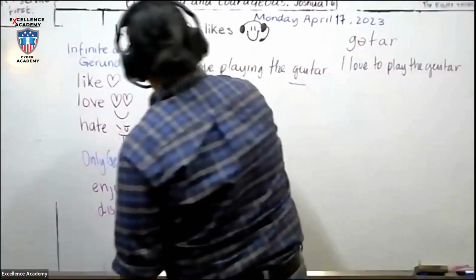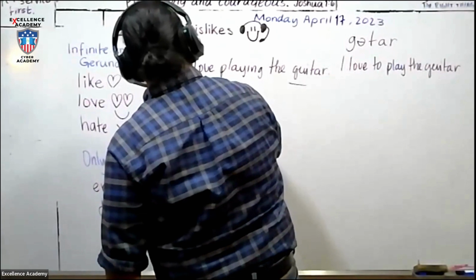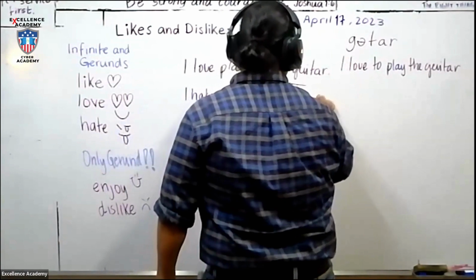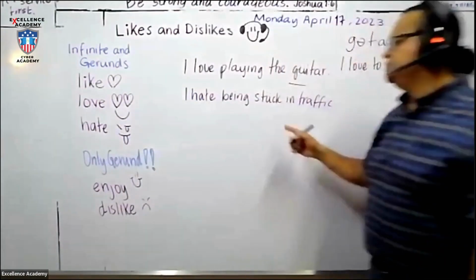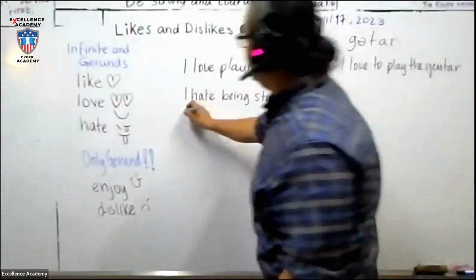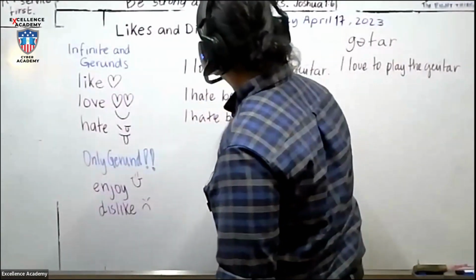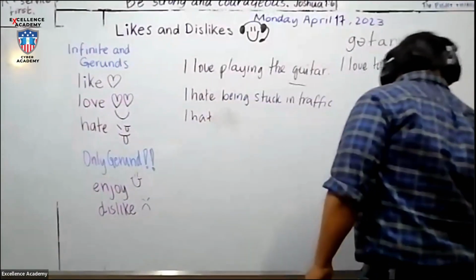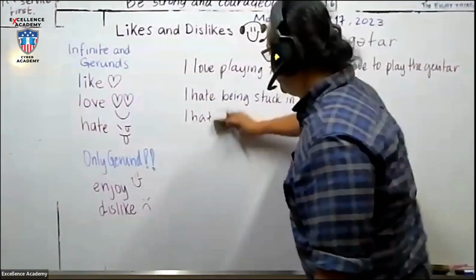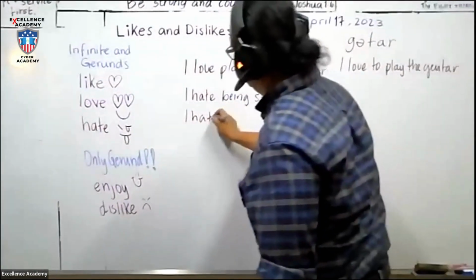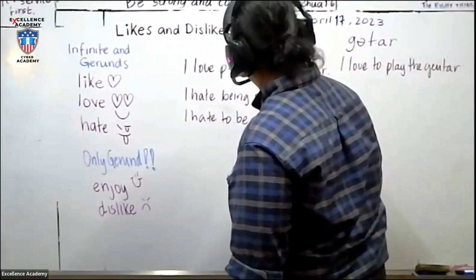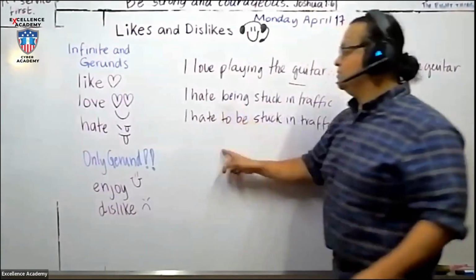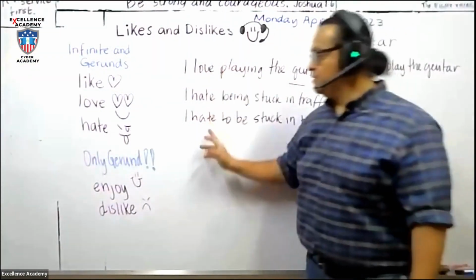But the same thing with hate. So for instance, you say, I hate being stuck in traffic. This is with a gerund. Now, how would you say it with an infinitive, guys? I hate to be. I got an eraser. Why am I using my hand? Bad habit. So we're going to say, I hate to be stuck in traffic. Okay, guys? So a gerund or infinitive with the verbs love and hate.